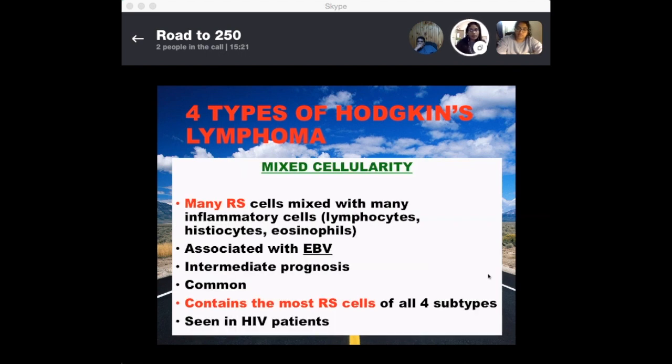And then last is the mixed cellularity type. You see many Reed-Sternberg cells mixed with many inflammatory cells like lymphocytes, histiocytes, eosinophils. It is associated with EBV, so there's that. It has an intermediate prognosis. It is common, contains the most Reed-Sternberg cells of all 4 subtypes, and is also seen in HIV patients.